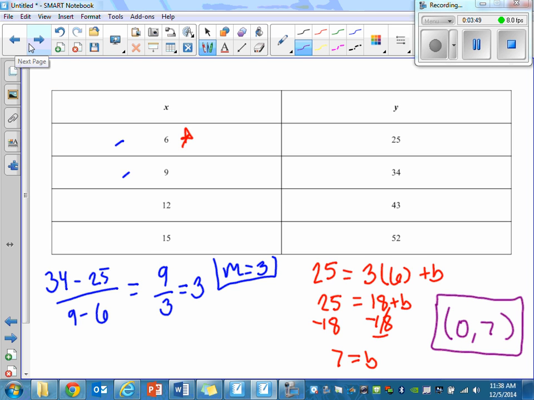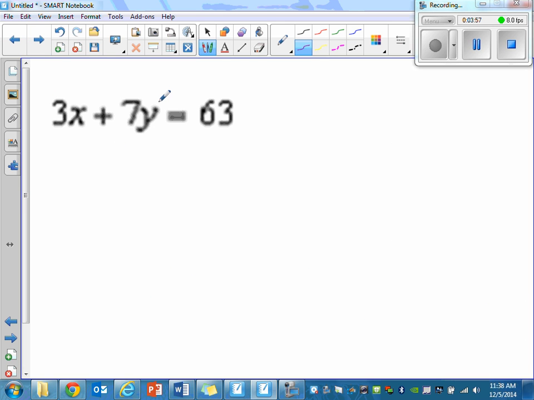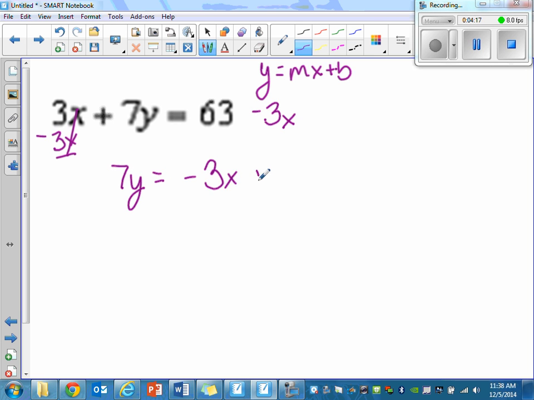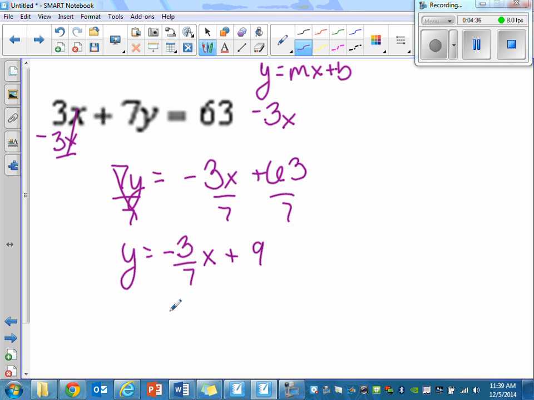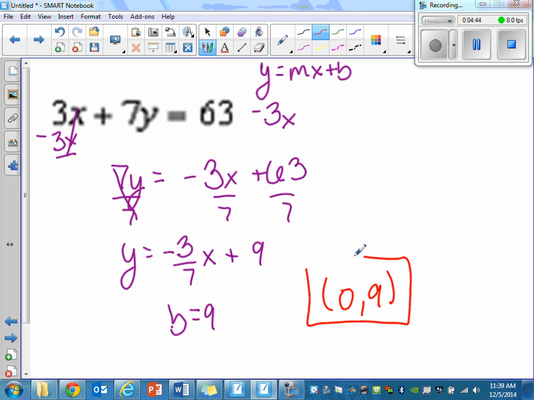You might also see it given to you where they give you this equation and you have to put it in slope-intercept form. Then you'll be able to see what b is. So that means we have to solve for y. So I'm going to subtract the 3x from both sides. So that leaves you with 7y equals negative 3x plus 63. Then you need to divide everything by 7 to get the y by itself. So these 7's cancel, leaves you with y equals, you can leave your slope as negative 3/7, x plus, and 63 divided by 7 is 9. So b, for your y-intercept, equals 9. That would be the point (0, 9) for your y-intercept.